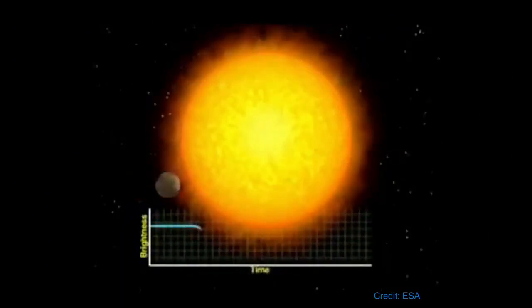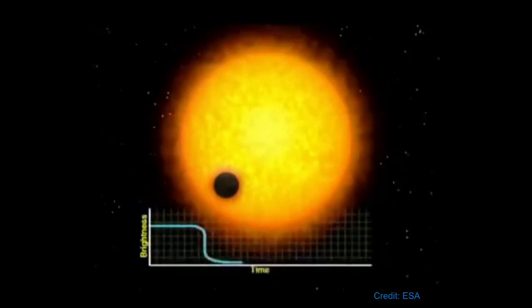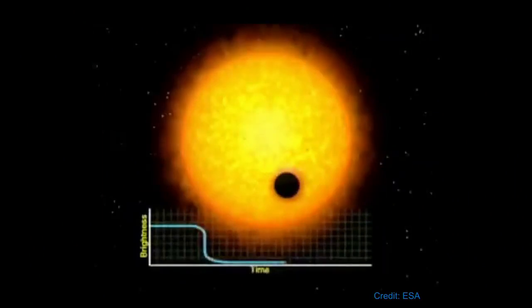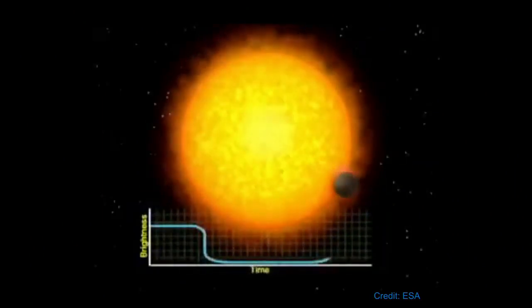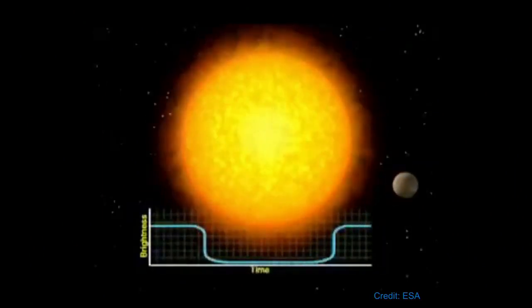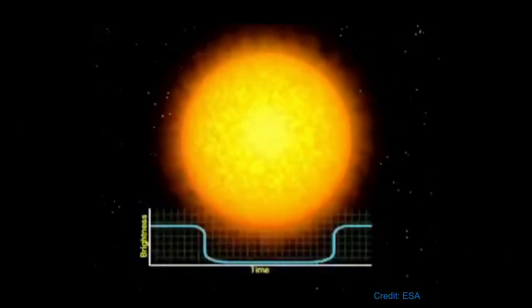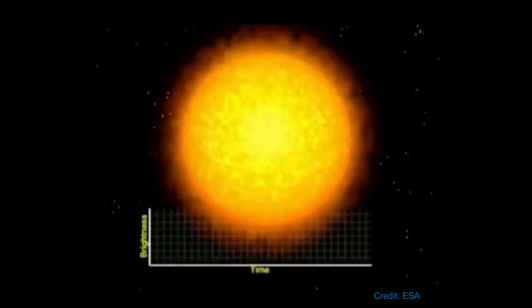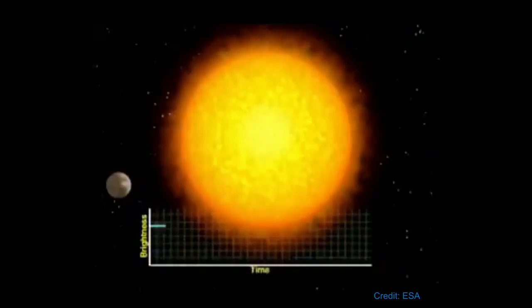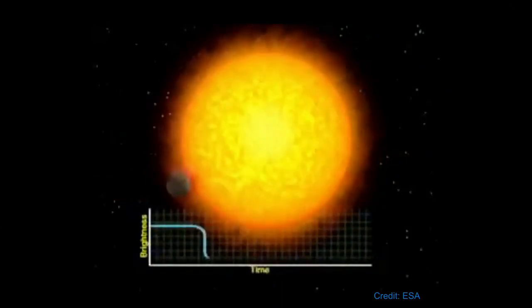Then the magnitude of the dip tells you something about how big the planet is compared to the star, assuming you know the size of the star. It's really basically the ratio of the radii squared. And then the periodicity, if it repeats, tells you something about the planet's orbital period.